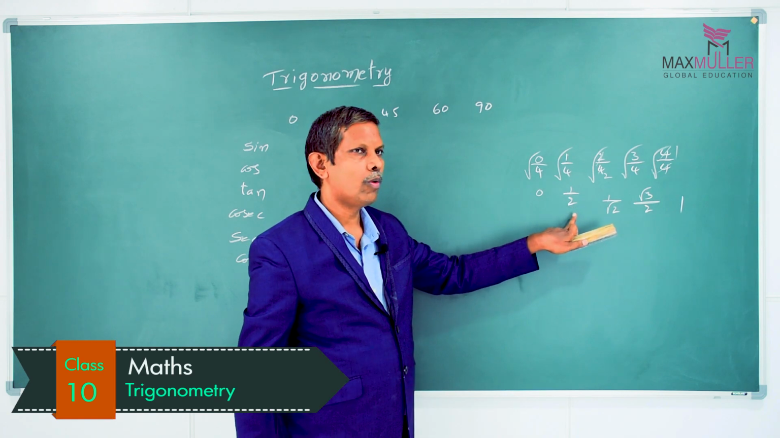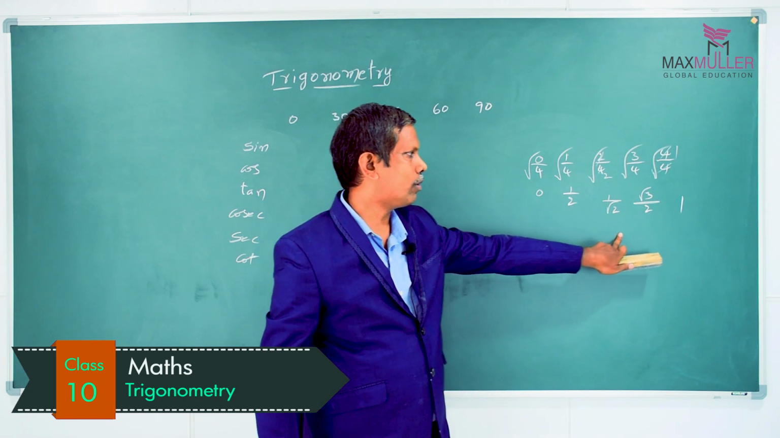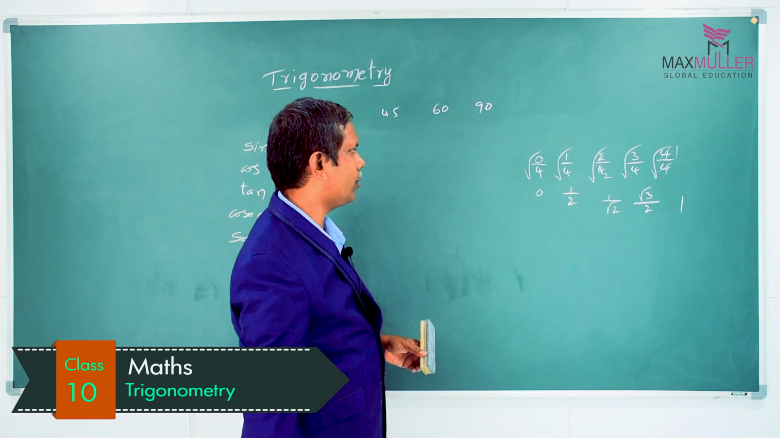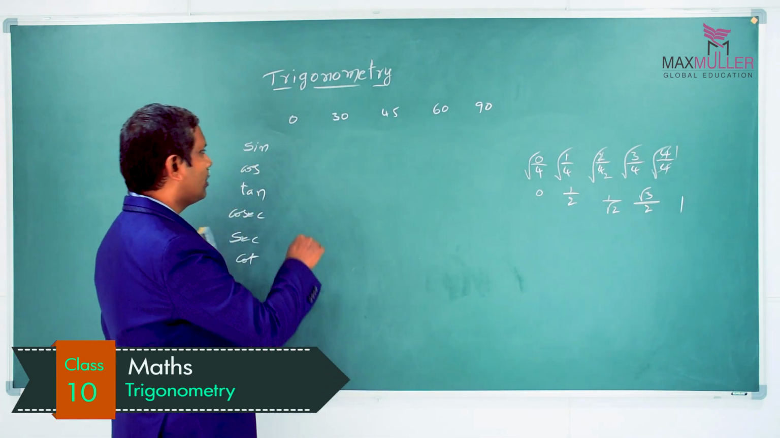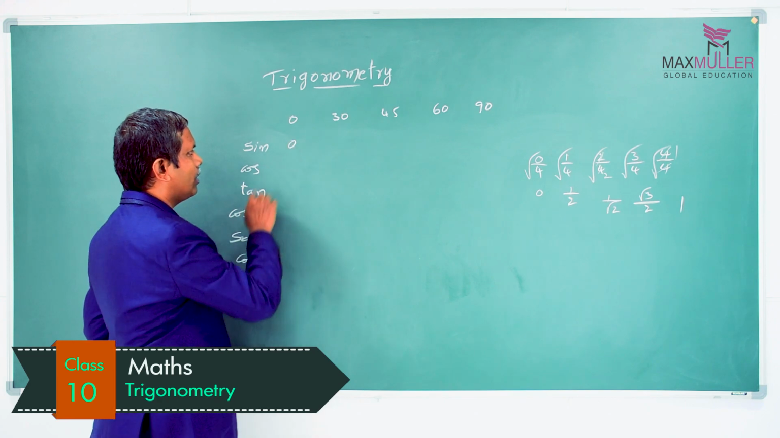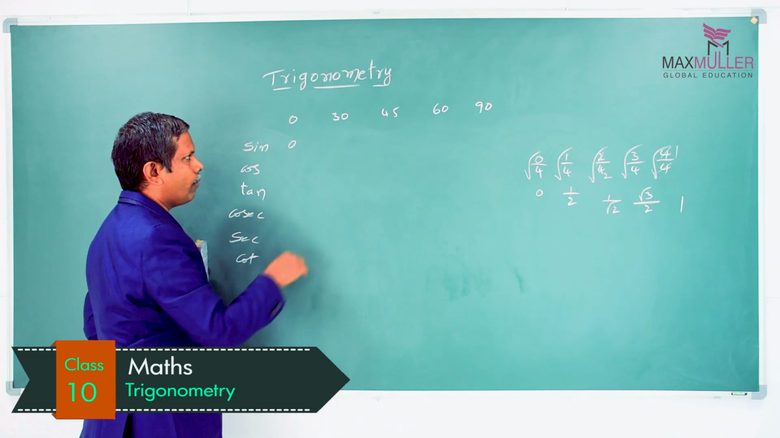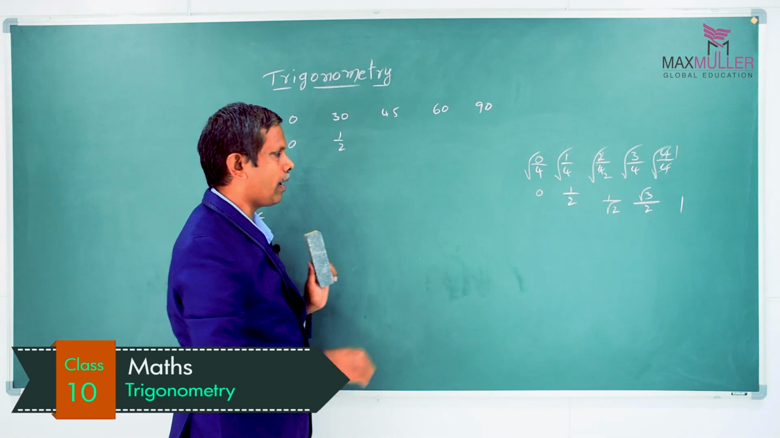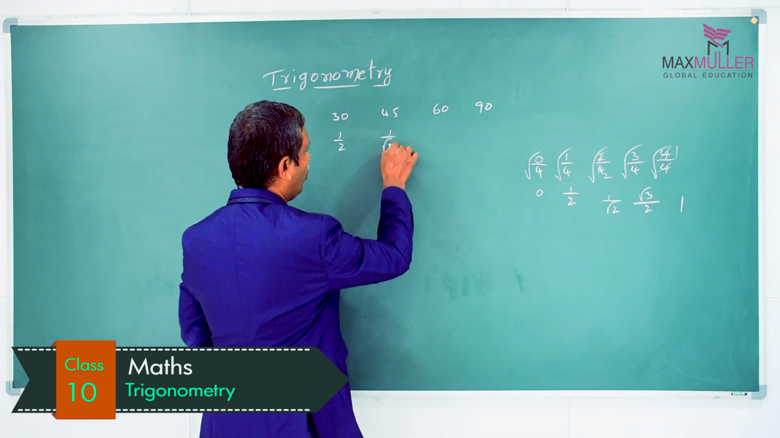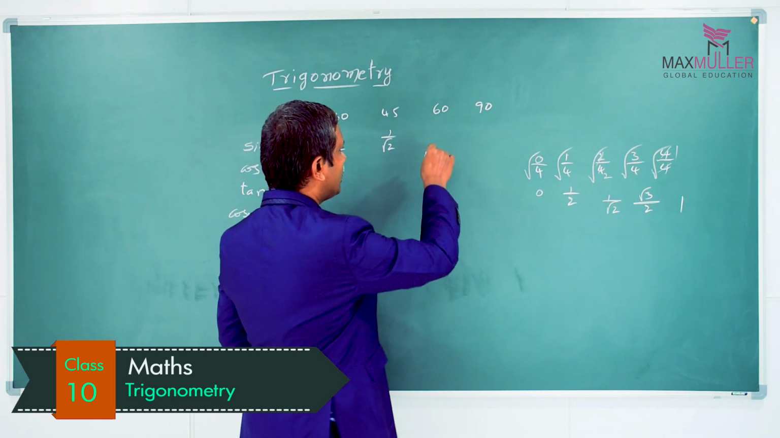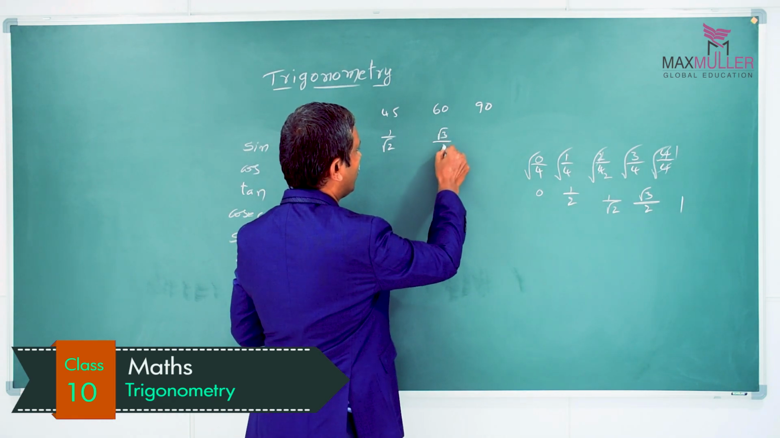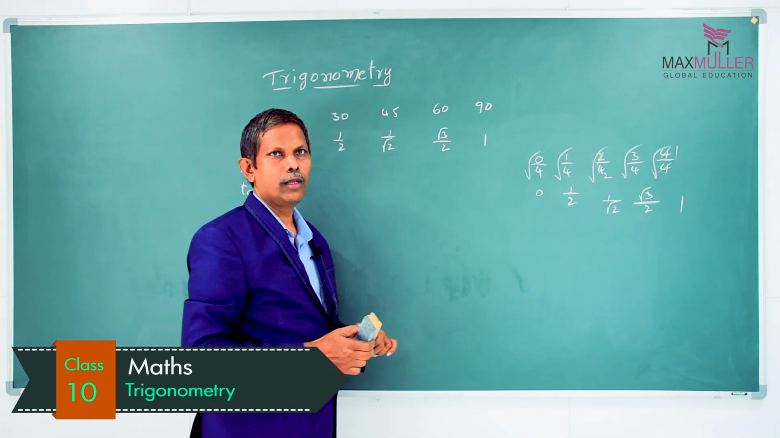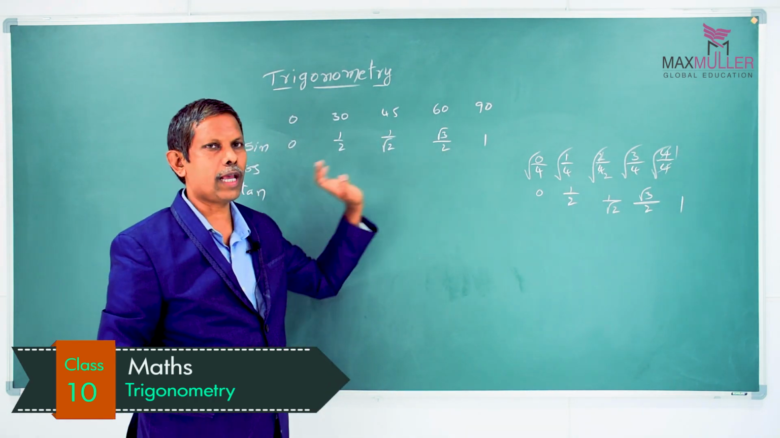So 0, 1 by 2, 1 by root 2, root 3 by 2 and 1. These are the values. If I write these values, it is nothing but sine 0 value 0, sine 30 is 1 by 2, sine 45 is 1 by root 2, sine 60 is root 3 by 2 and sine 90 value 1. These are the values of sine.